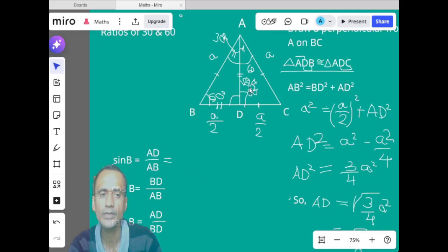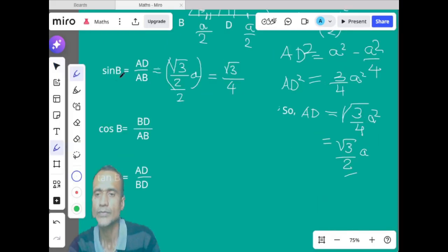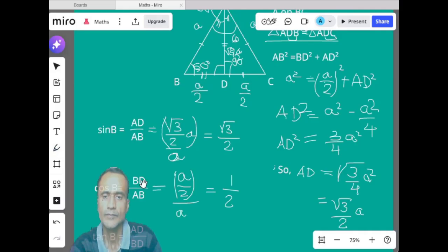So now let us input the values that we have found in this equation to get the values of these three trigonometric ratios. So we find that sin B is root 3 by 2 a divided by the value of AB, which is a. Cos B will be this side BD, which is a by 2, divided by side AB, which is a. So this becomes 1 by 2.